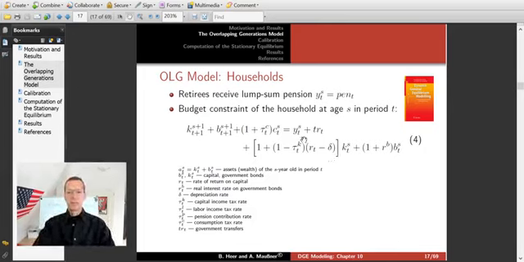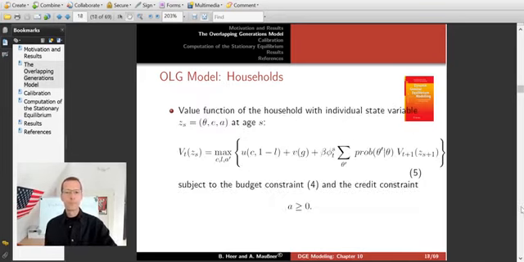Now, besides after-tax labor income Y and asset returns RB and (1 minus tau K) times (R minus delta), the household receives transfers from the government, which will be a very small percentage of GDP, just 1 or 2% in our model, and spends it on consumption and savings. And consumption is taxed at rate tau C. So that's the budget constraint of the household, equation 4.